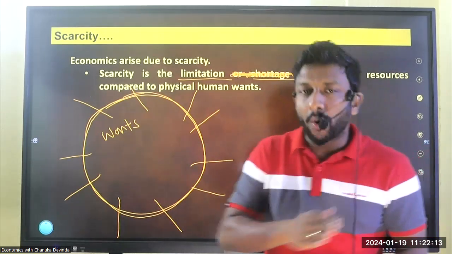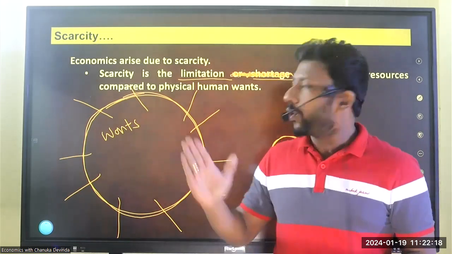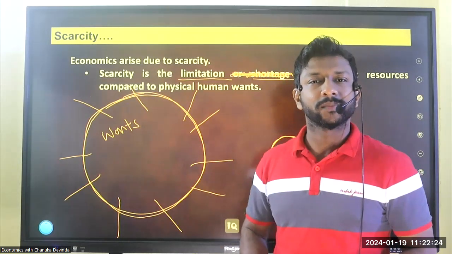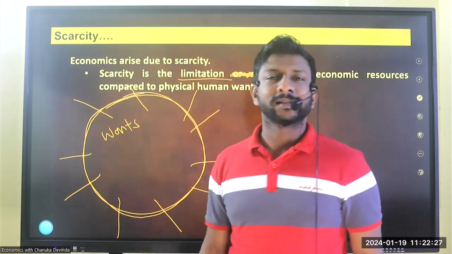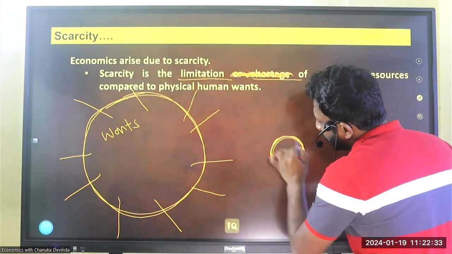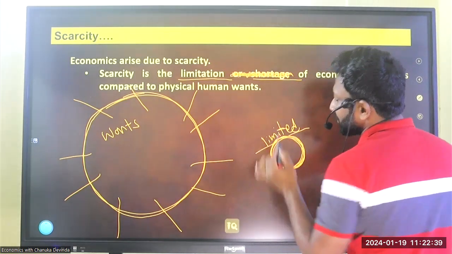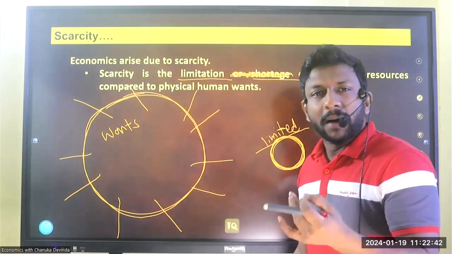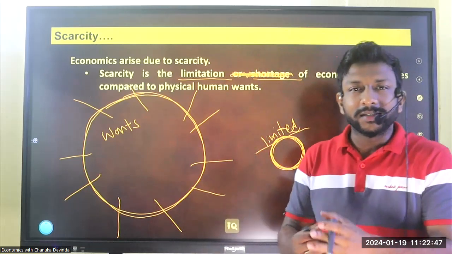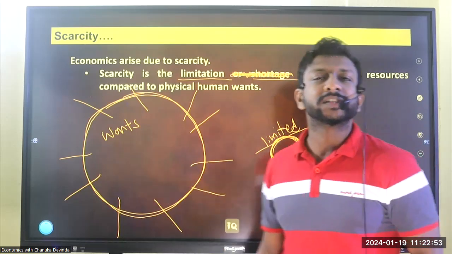In our entire human life, we cannot satisfy all the wants that we have, right? We can't satisfy all the wants. Then somehow we have to select what we are going to satisfy with limited resources, because our resources are limited. When it comes to money, it is limited. When it comes to land or whatever resources you have, those are limited. But the wants are unlimited.